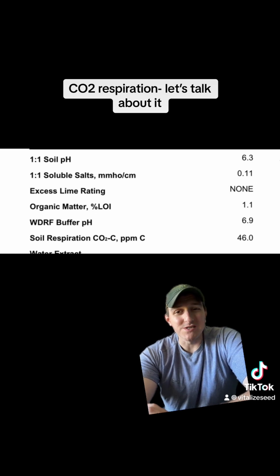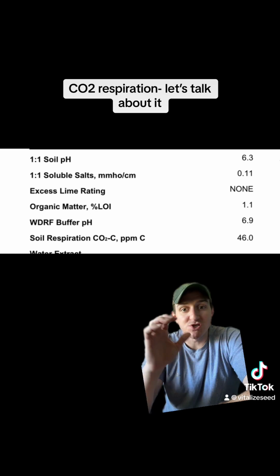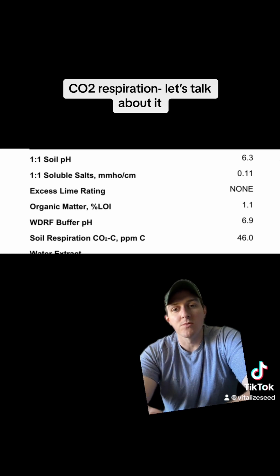So this number is 46. Ideally, we want that 120 or higher based on Ward's Soil Health Assessment Guide, which I think is on their website. You can check that out. This grower went on to vitalizeseed.com. He bought the soil health assessments, and there's a whole bunch of other data, but just for the sake of the length of the video, we're just going to talk about soil respiration here.